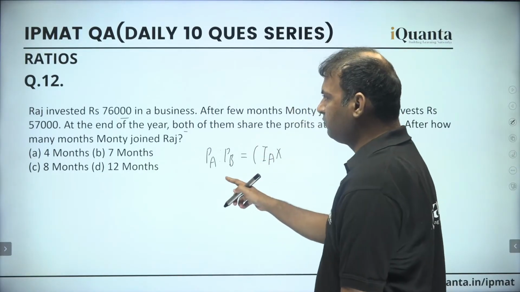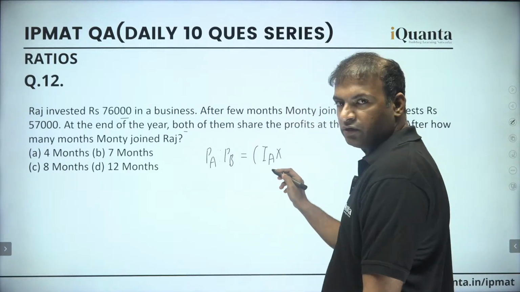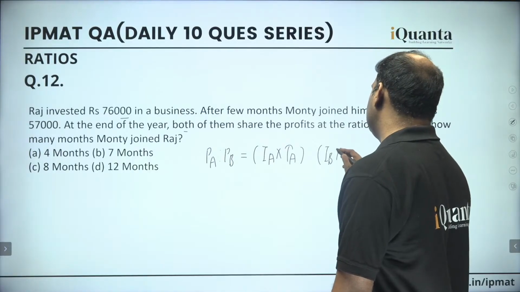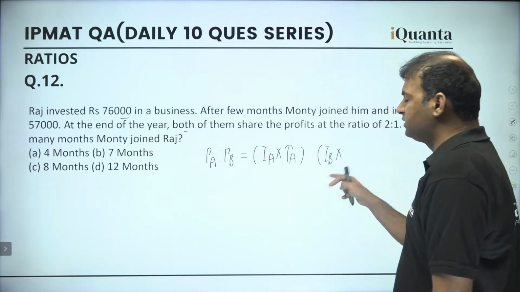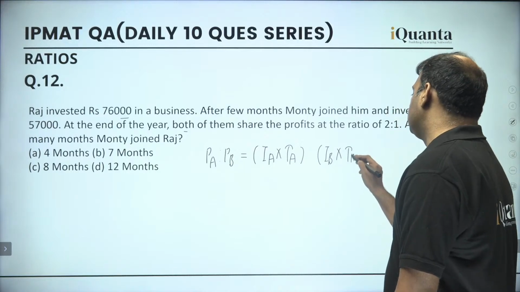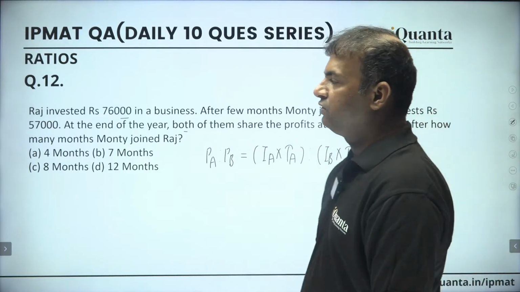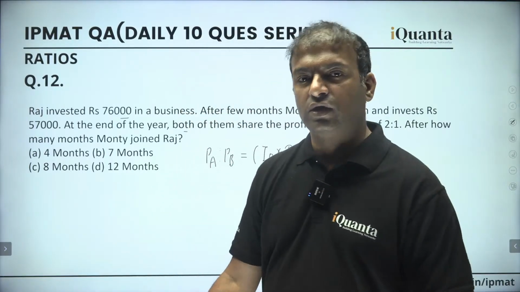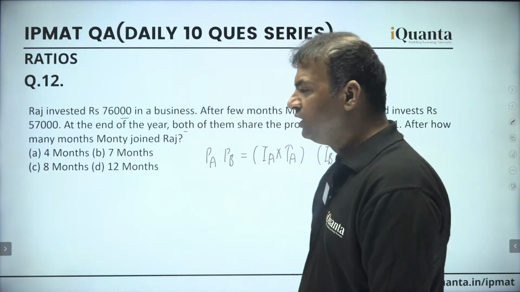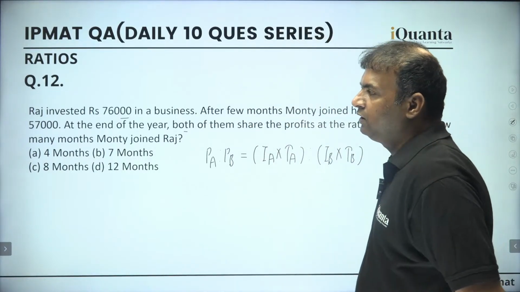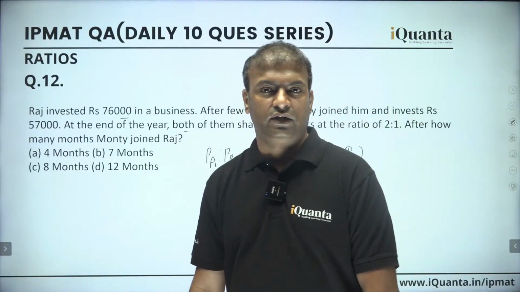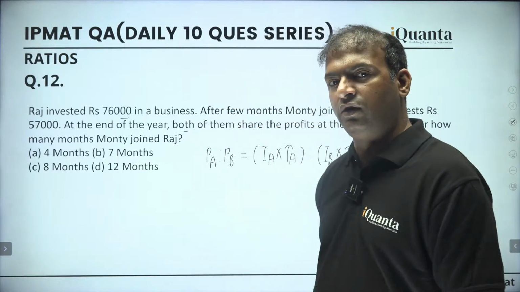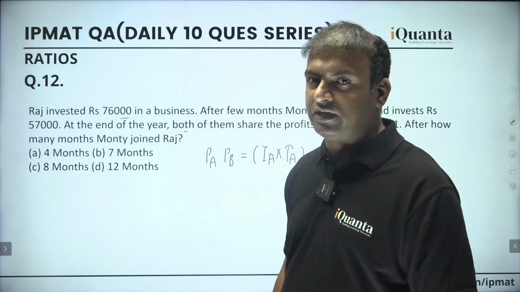Let's say the first person is A: the product of his investment and time period, and the product of the second person B's investment and time period. The ratio of these two gives us the ratio of their profits, right? There is some more concept in this, which we'll be discussing very soon. First, the very basic thing is that the ratio of the profits of the investors or business people is equal to the ratio of the product of their investment and their respective time period.